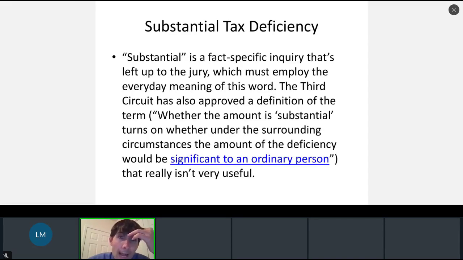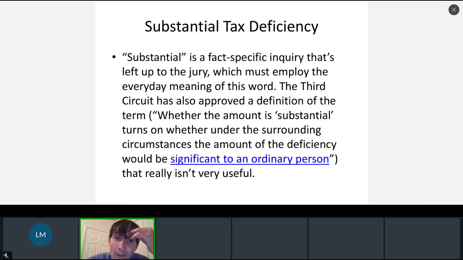When it comes to substantial tax deficiency, substantial is a term of art. It's a very critical definition, and it's also a fact-specific inquiry that's left up to a jury, which must employ the everyday meaning of this word. The Third Circuit, though, has given us some guidance and has approved a definition of the term. It states whether the amount is substantial turns on whether, under the surrounding circumstances, the amount of the deficiency would be significant to an ordinary person.